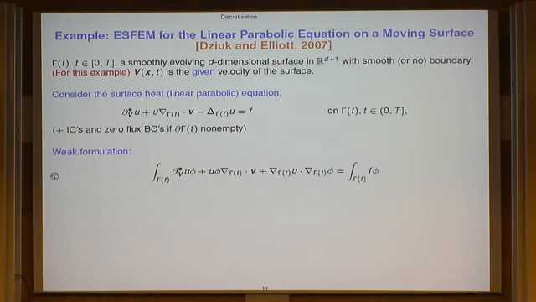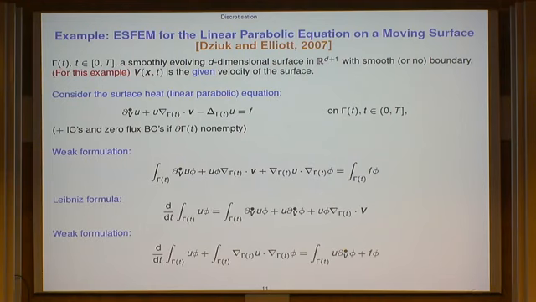And Dziuk and Elliott, in their paper in 2007, showed this Leibniz formula for the time derivative of the L2 inner product on the surface. And if I apply that in the weak formulation, I get this version of the weak formulation in the bottom line. And that proves to be the convenient one with which to formulate a numerical method for this problem. So I'm now going to illustrate a numerical method to approximate the solution to this weak formulation that you see here, and it's going to be the evolving surface finite element method developed by Dziuk and Elliott.